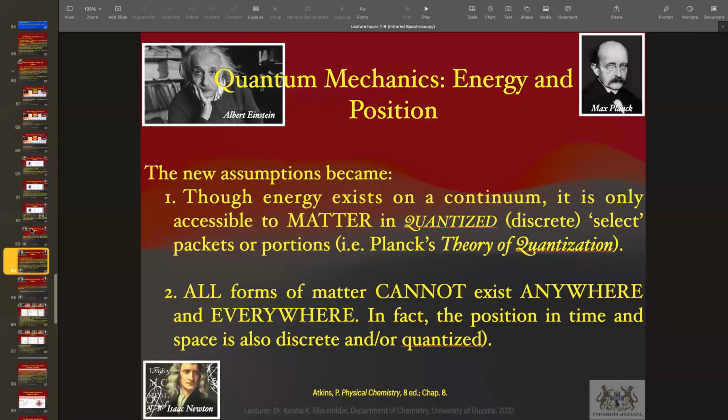And so these assumptions would have emerged as a result of the limitations that were presented by classical mechanics, i.e. through the experiments of Lord Rayleigh and others, and the contributions, therefore, of Planck et al.